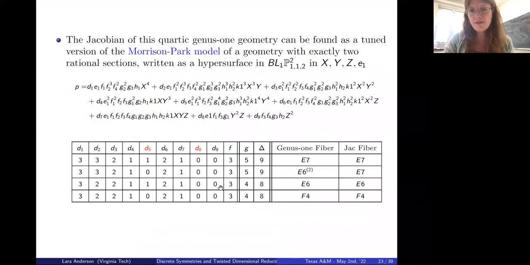Again, here's the full Jacobian of this thing, some big hairy polynomial. And depending on values of these polynomial coefficients, here are the gauge groups of the genus-one and Jacobian. You can see that for many values, you can get E7 realized in both, E6 or F4 realized in both, but the interesting one is this E6-2, which is an affine group in the fiber, reducing to F4 as a finite group, getting paired with E7.